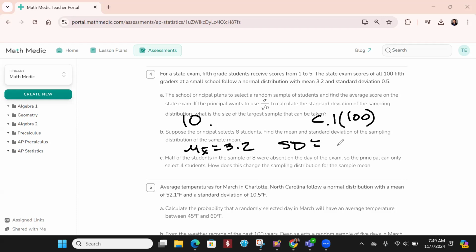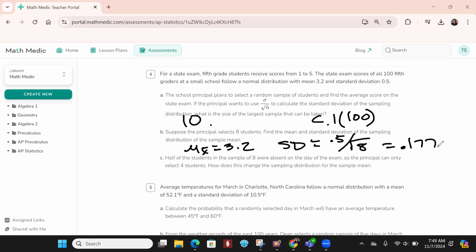All right, standard deviation. You're going to take your standard deviation and divide by the square root of the sample size. So 0.5 divided by the square root of 8. I don't know what that is. 0.177. Hey, you're welcome.